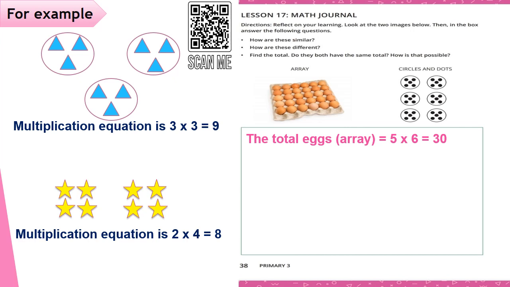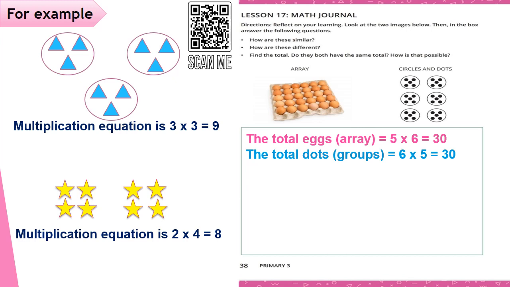Here, the next image, I have circles and dots. I have some groups. Okay, 6 groups. In each group I have 5 dots. So I can say 6 times 5. 6 times 5 equals 30 also. We can get it from skip counting by 5 6 times. Do you remember the song? 5, 10, 15, 20, 25, 30. Okay, so they are 30.